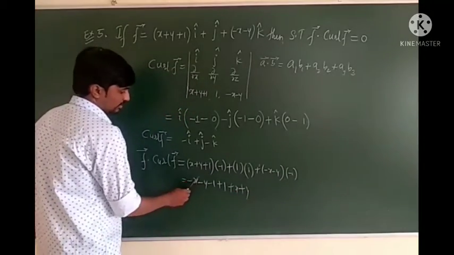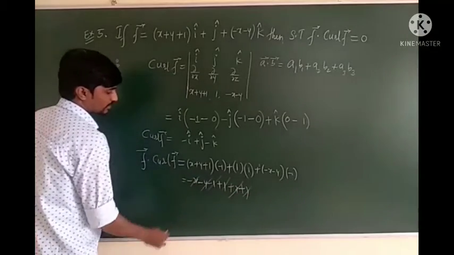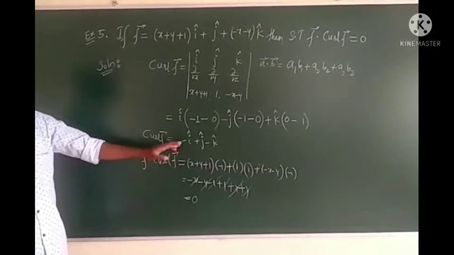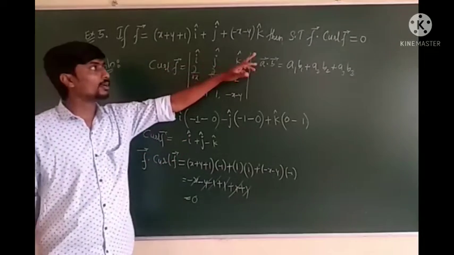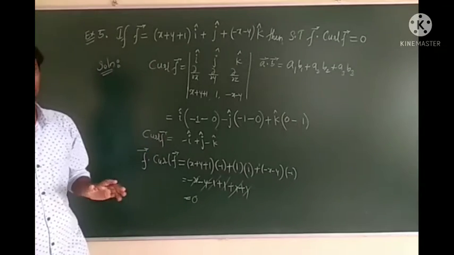So now minus x plus x cancel, minus y plus y cancel, minus 1 plus 1 cancel. So now ultimately it is 0. So here we have shown that f dot curl of f is equal to 0. Okay, so write down the example here.